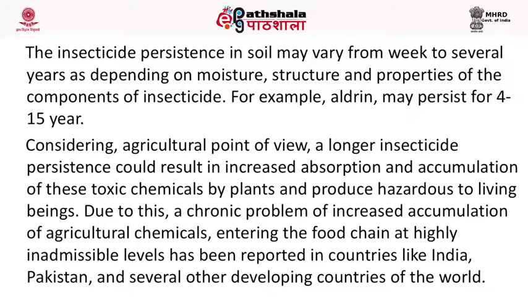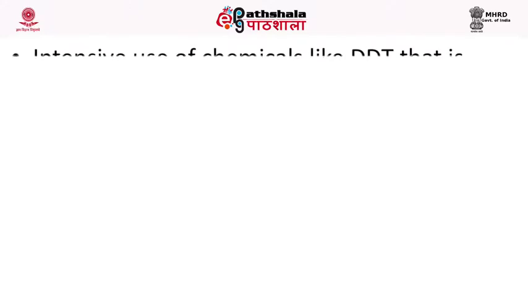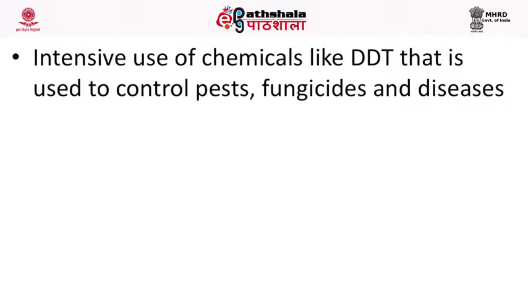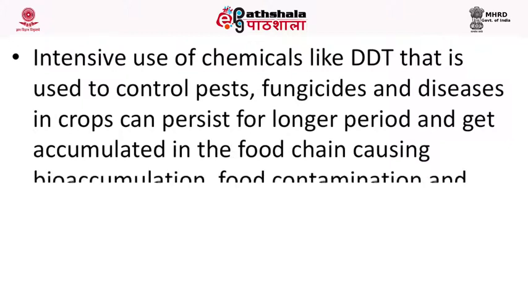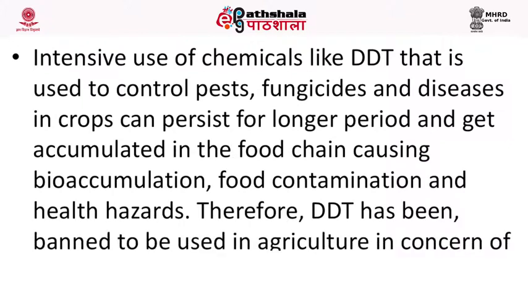Due to this, a chronic problem of increased accumulation of agricultural chemicals entering the food chain at highly inadmissible levels has been reported in countries like India, Pakistan and several other developing countries of the world. Intensive use of chemicals like DDT, used to control pests, fungicides and disease in crops, can persist for a longer period and get accumulated in the food chain, causing bioaccumulation, food contamination and health hazards. Therefore, DDT has been banned for use in agriculture in concern of public health.